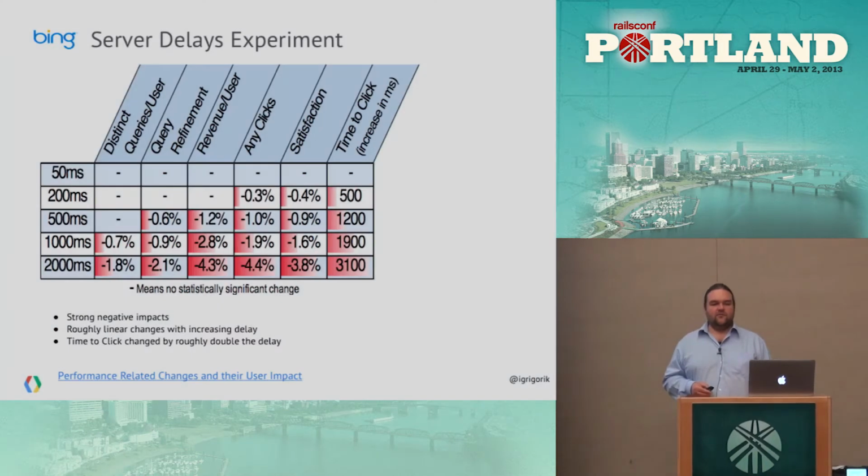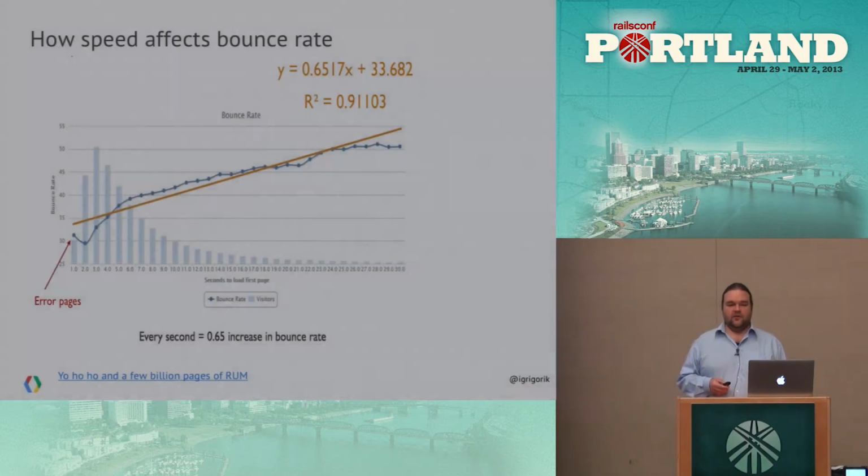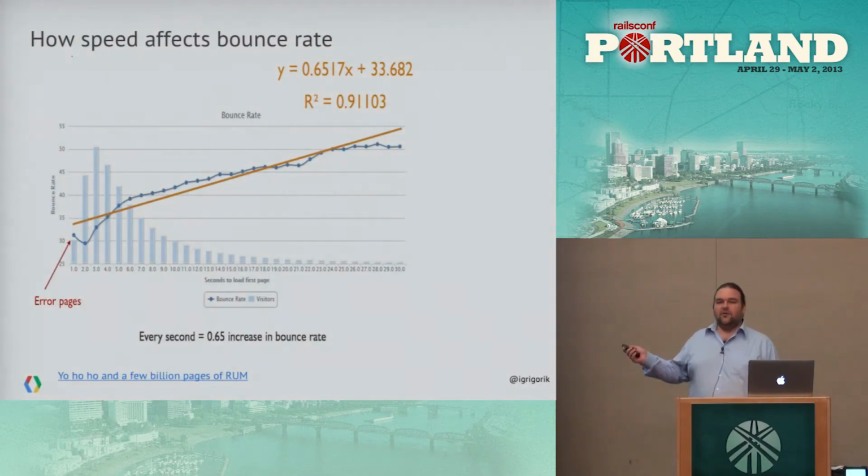Bing was even braver. They slowed down their service up to 2 seconds, which is very slow. And you see they saw a drastic loss of users. So you really want to have a fast web service. I'll upload the slides later. I'll publish the URL on my Twitter account. So this is just a graph here. If you are interested in that, you can look it up on the slides later.